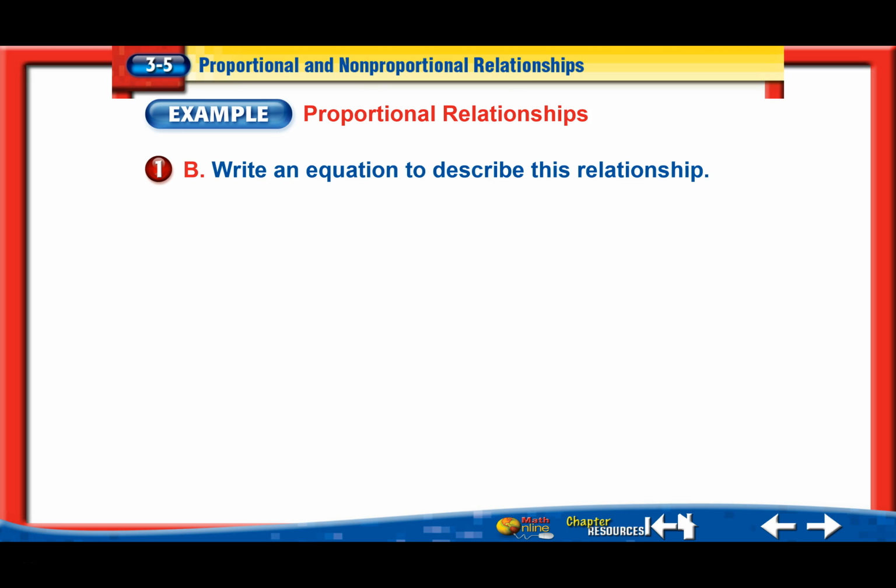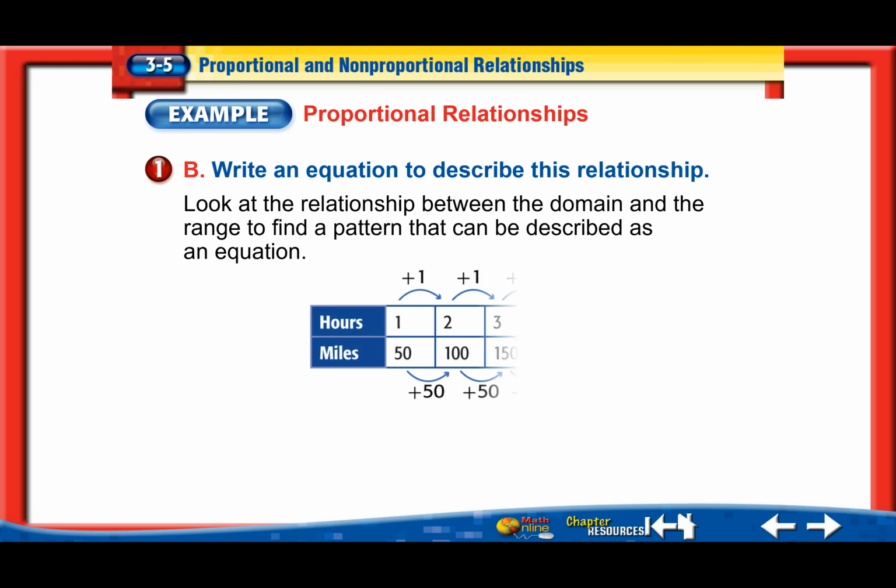Then they're going to say write an equation to describe that relationship. So we look at the relationship between the domain and range. So as it goes up 1, it goes up 50 more. So it goes up 1, it goes up 50, it goes up 1. Hey, they fixed it here.